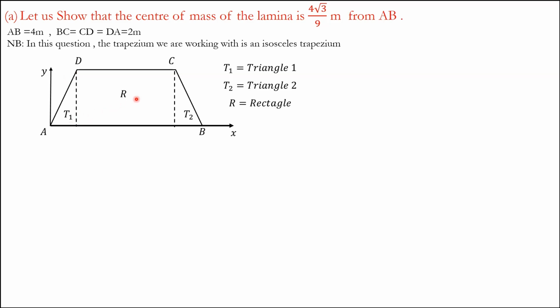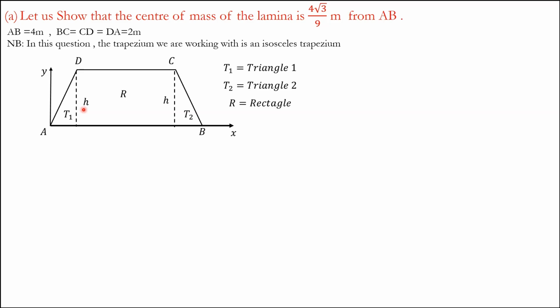Also, we know the distance of the center of mass of the rectangle from AB. Knowing this, we can easily obtain the center of mass of the lamina, because the lamina is a composition of these three portions. As I said, to launch into the calculation, we must first determine this distance h, which corresponds to the width of the rectangle and the height of the 2 triangles.